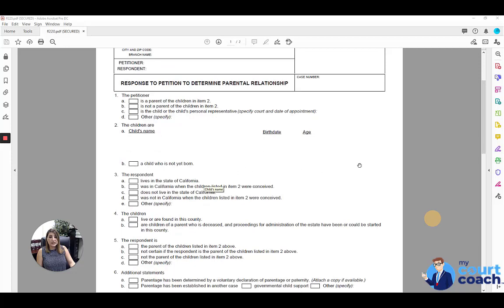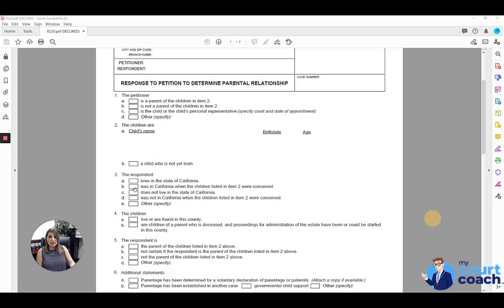Next, you're going to identify your role to the case and whether or not the court has jurisdiction over you. So if you do live in the state of California, mark box 3A. If you were in the state of California when these children that were listed in item 2 were conceived, mark box 3B. If you do not live in the state of California, mark box 3C. If you were not in California when the children in item 2 were conceived, mark box 3D.